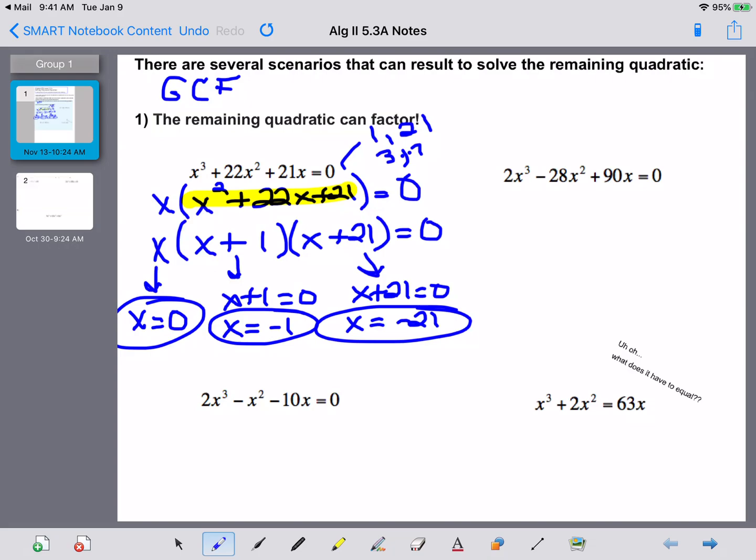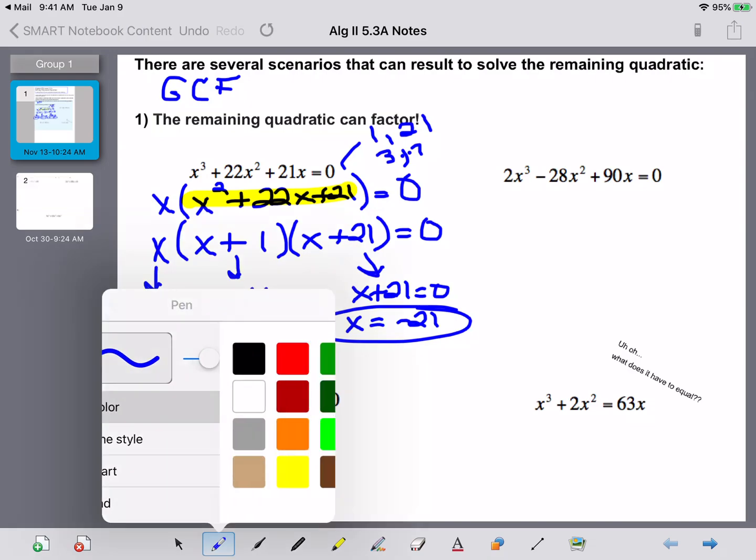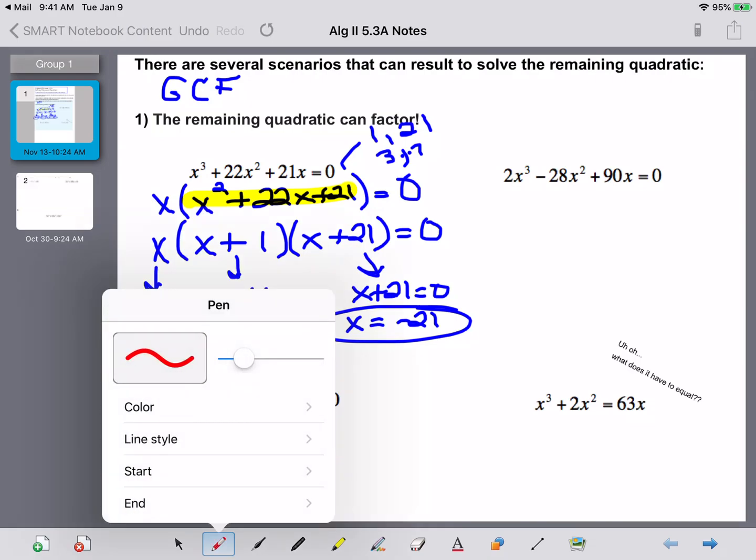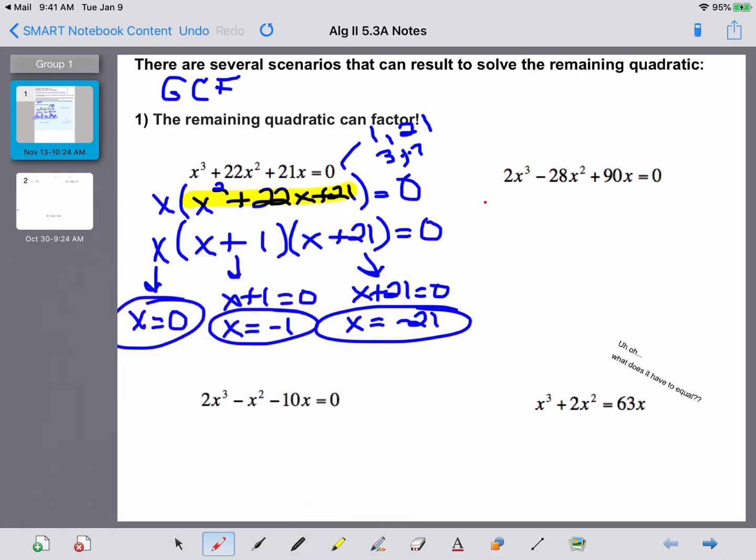All right, our second example. We can pull out a 2 and an x. If we factor out both a 2 and an x, we are left with x squared minus 14x plus 45 equals 0. And now we're looking for two numbers that multiply to be 45 but add up to negative 14.